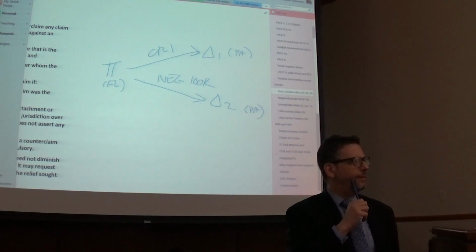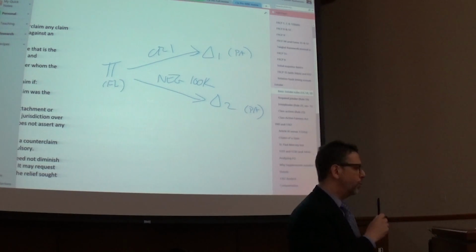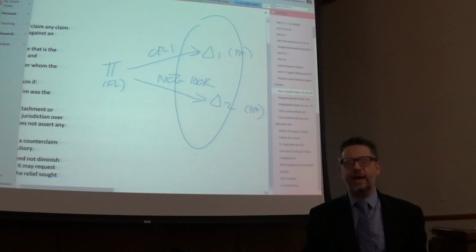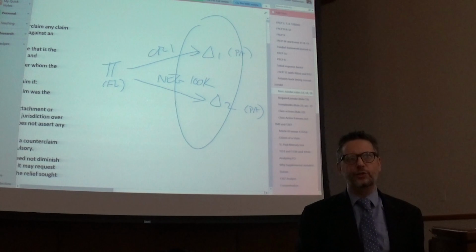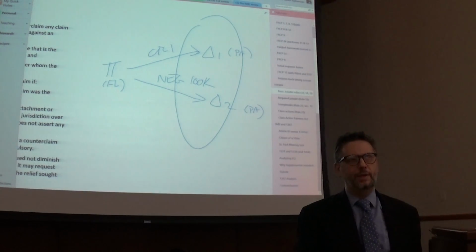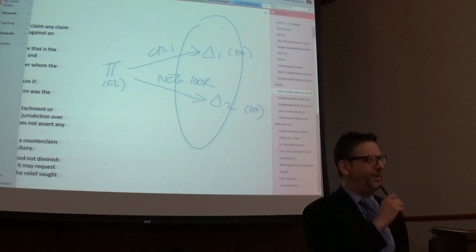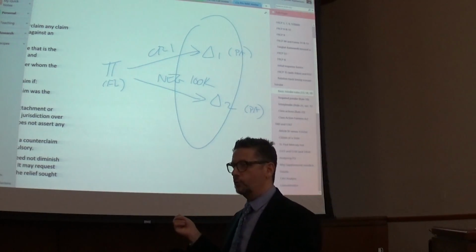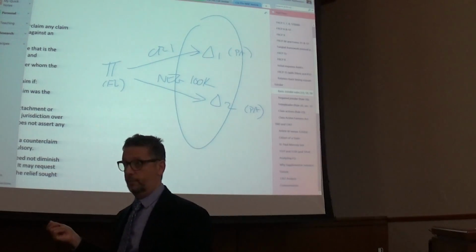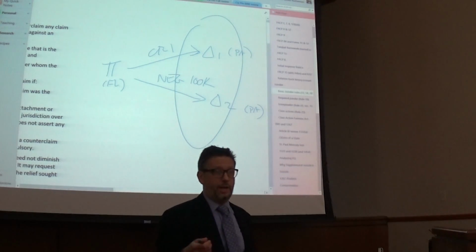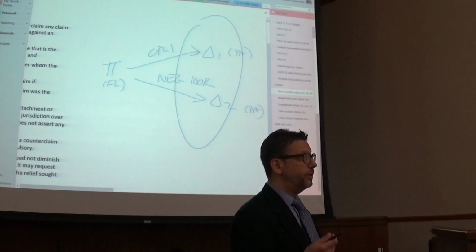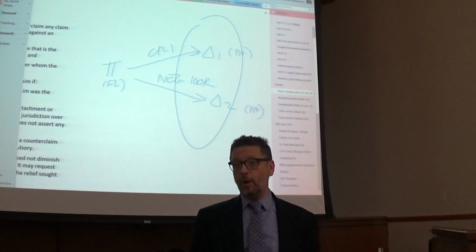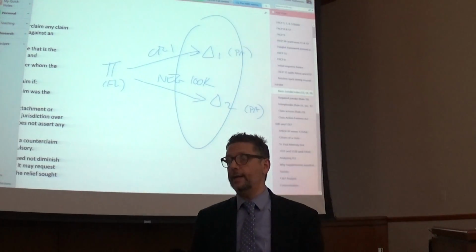Rule 20. Under Rule 20, the claims against these two parties have to arise from the same transaction, occurrence, or series of transactions or occurrences. Do they? Would appear not, right? Copyright infringement versus a car wreck. So claims are not properly joined under the rules of joinder, but there would be SMJ over them. Okay, separate issue. I'll leave it to you, but you can certainly change the facts around and come up with a scenario where there would be claims properly joined, but SMJ would be lacking.